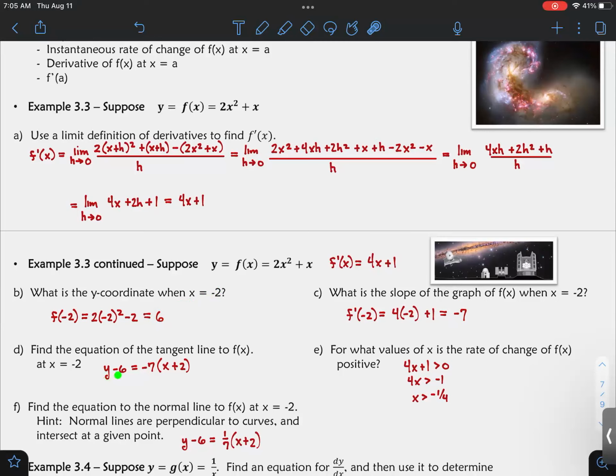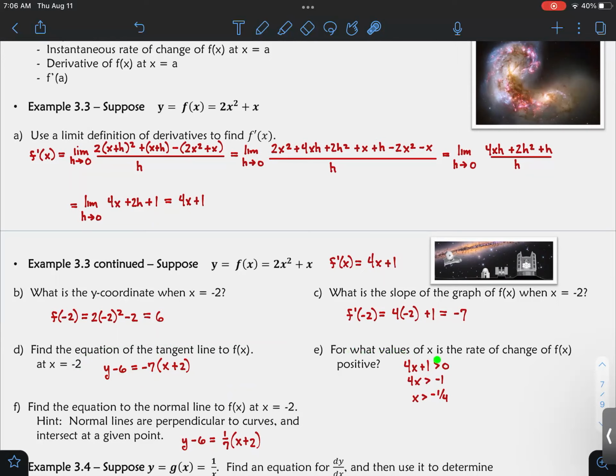So y minus the y value equals slope times x minus the x value. In this case, it looks like x plus 2. That should be easy peasy free points on an AP problem to put together a tangent line. You do not have to simplify that at all. Don't waste time moving this into slope intercept form because you're wasting time and you're also risking making silly mistakes.